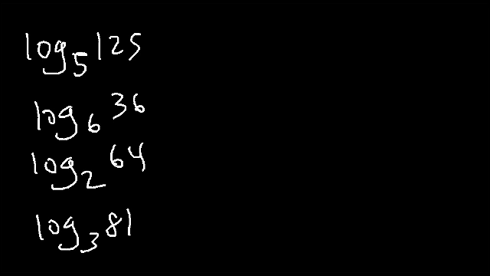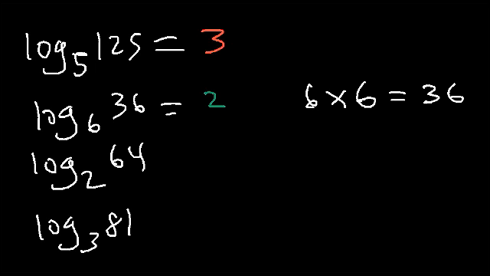Feel free to pause the video and work out these examples. So how many 5's do we need to multiply to get to 125? 5 to the third power is 125. 6 raised to the what power is 36? It turns out 6 squared is 36 because you only need to multiply 2 6's to get to 36. How many 2's do we need to multiply to get to 64? So we said 2 to the fifth power is 32. If you multiply 32 by 2, you get 64. So we need 6 2's. 2 to the sixth power is 64.